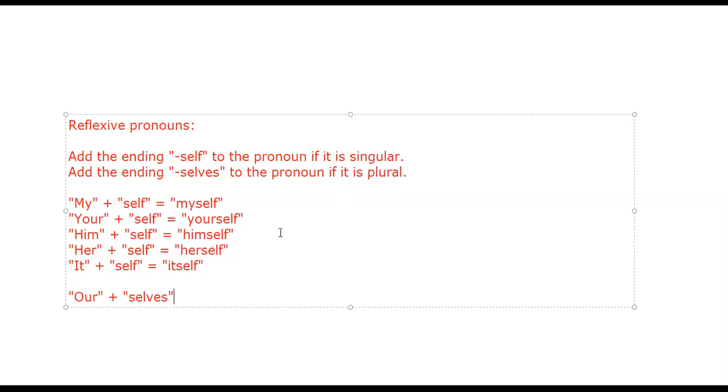Okay, so here we have our and selves, which would be ourselves. Knowing this, what do you think your and selves is? What do you think that is? Pause the video and try to figure it out. Okay, so the answer here would be yourselves.